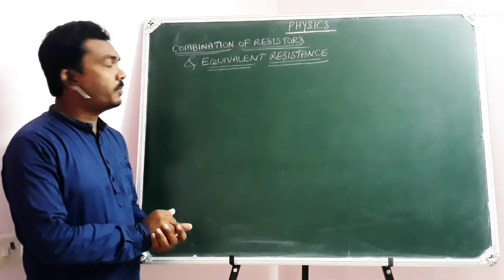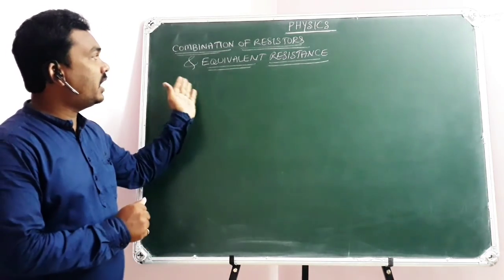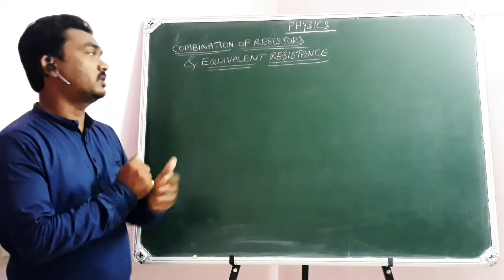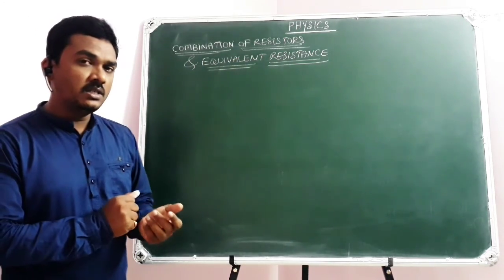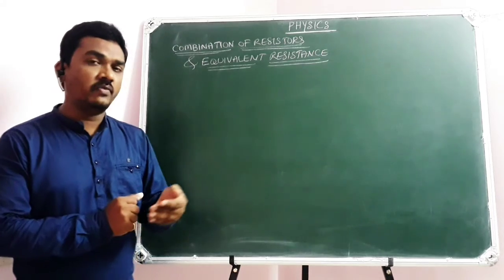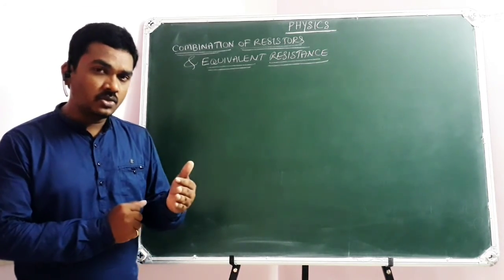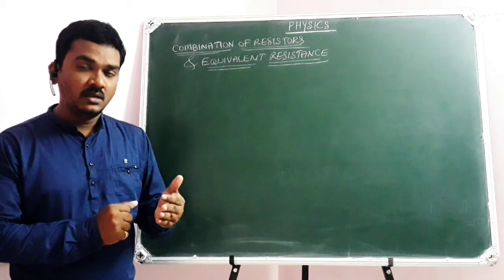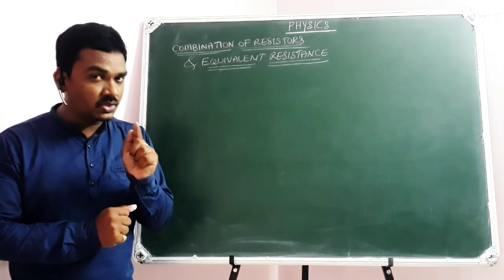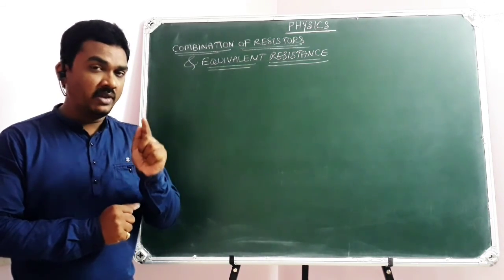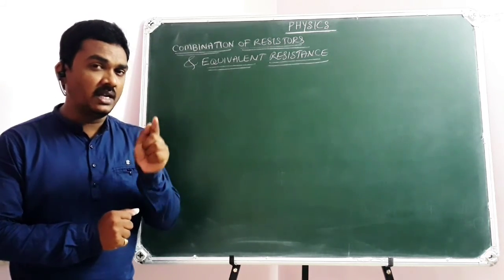Here, our topic is all about the combination of resistors and equivalent resistance. Yes, this can be understood easily, which is similar to the combination of lenses that we have learnt in optics. When two or more lenses are placed side by side, those lenses can be replaced by a single lens, which is known as the equivalent lens, and its focal length is the equivalent focal length.